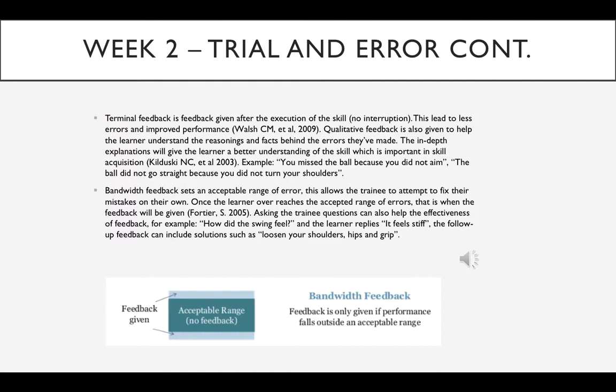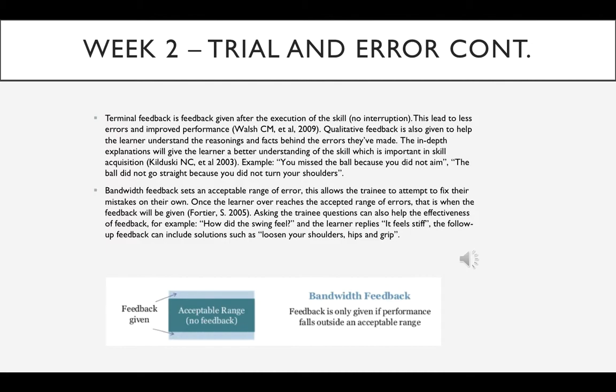Terminal feedback is feedback given after the execution of the skill to prevent the learner's mental focus from being broken. This led to fewer errors and an improved performance. Qualitative feedback is also given to help the learner understand the reasonings and facts behind the errors they made. The in-depth explanation will give the learner a better understanding of the skill, which is important in skill acquisition. For example, you missed the ball because you did not aim. The ball did not go straight because you did not turn your shoulders.